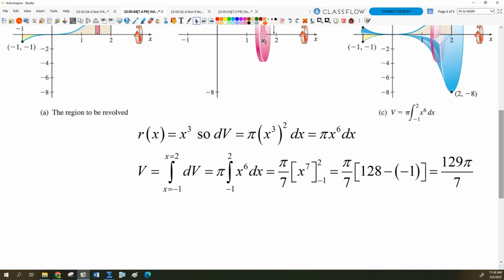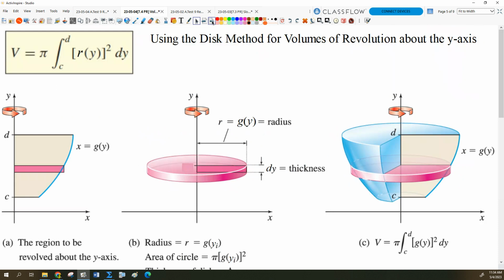Just going to integrate to sum all those up from -1 to 2. It's an easy integral, right? I just get the integral of x to the 6th is just x to the 7th over 7. Pull the 7 out front and evaluate from -1 to 2. Plug it in and you get 129 sevenths pi. It's the exact volume. Isn't that super cool that we can do that? Okay, now hold on to your hats here.